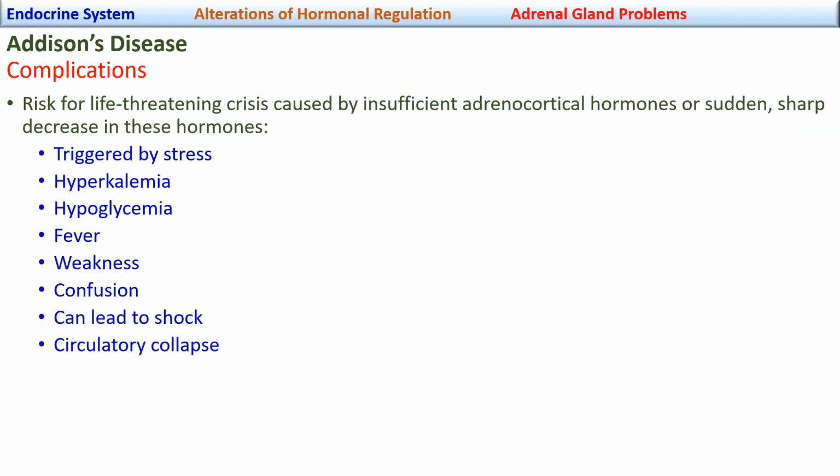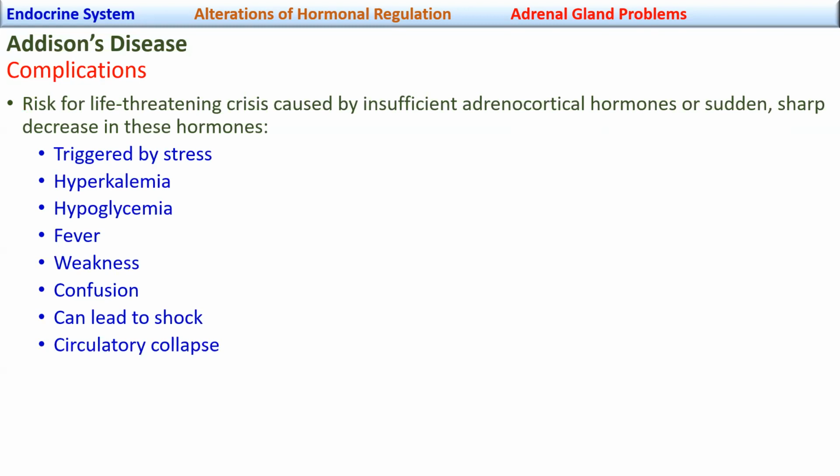Complications. These are some of the complications that may affect or be presented in patients with Addison's disease. And again, there is a risk for life-threatening crises caused by insufficient adrenocortical hormones or a sudden sharp decrease in these hormones. The first one here is triggered by stress following the sudden withdrawal of steroid replacement therapy. Hyperkalemia. Again, that's due to the decreased aldosterone secretion.